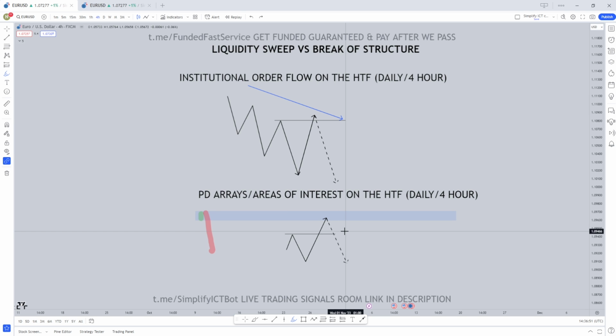So price has swept the buy side liquidity, but now you've got to ask yourself, what's price reaching for? Is price tapping into an area of interest? Is it tapping into a PD array, an order block, a fair value gap, a breaker block, that sort of thing? Once price sweeps liquidity, it taps into an order block. Now this is another sign that this is not a break of market structure. Instead, price is just sweeping liquidity, tapping into a PD array, and price will continue moving to the downside. And this is where a lot of retail traders will be faked out.